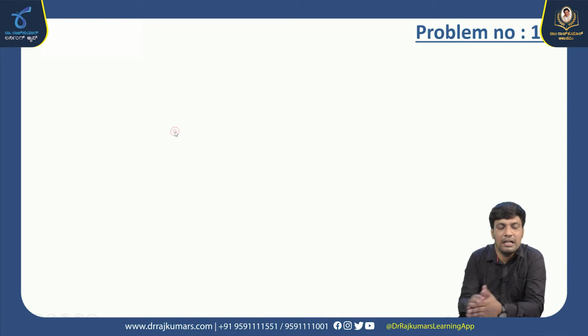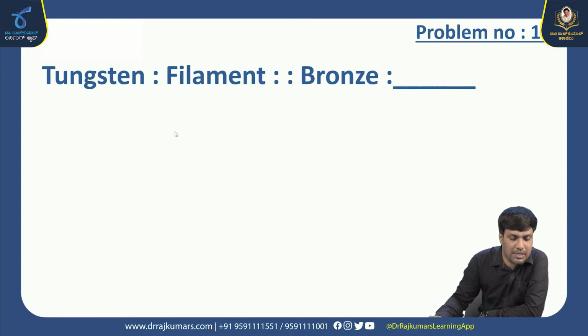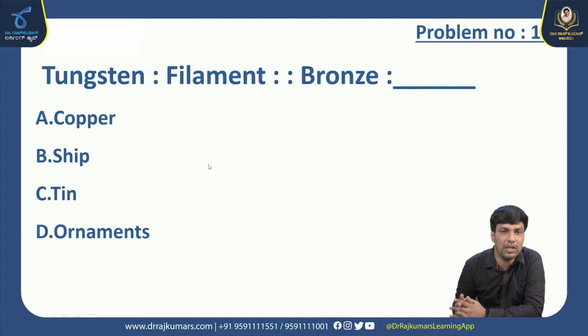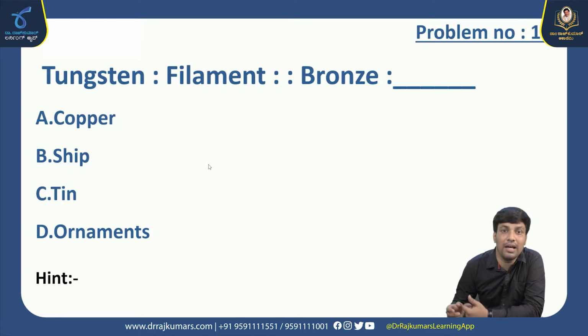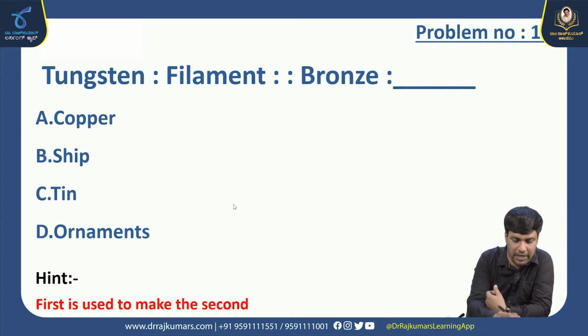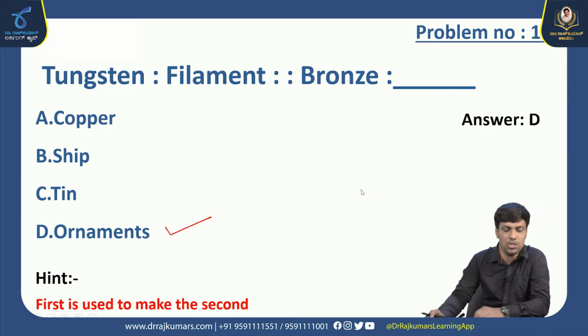Problem number 17. If tungsten relates to filament, then how is bronze related? Options are copper, ship, tin, as well as ornaments. From this we can conclude that the first is used to produce the second one. Tungsten is used to make filaments. Similarly, they are asking in which operation bronze is used. Bronze is used for making ornaments, right? We use bronze in ornament making. So the right option for this question is option D. The first is used to make the second. Moving on to our next question.